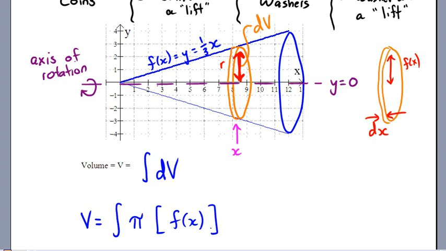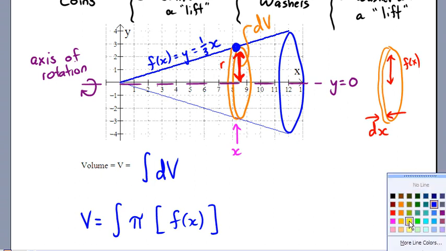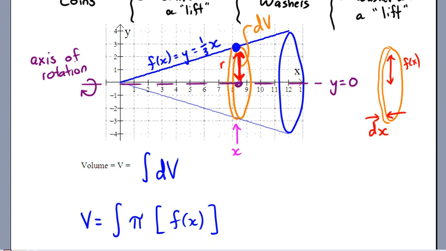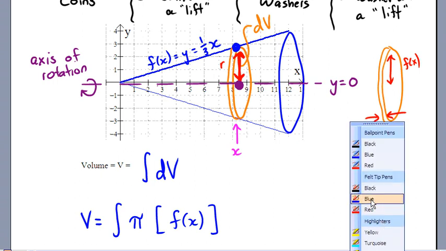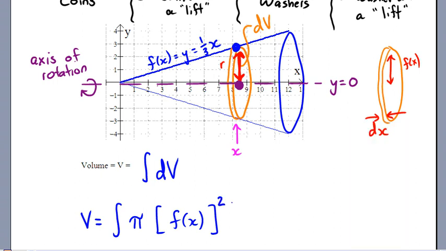You know, technically it's f of x, which is up here, minus 0, minus the x-axis, which is there. That's the distance between that blue dot and that purple dot. So that's my radius. I do need to square it if I'm going to try to find the area of that circle, and then I have to multiply by the thickness of that little pancake, and that'll be dx.